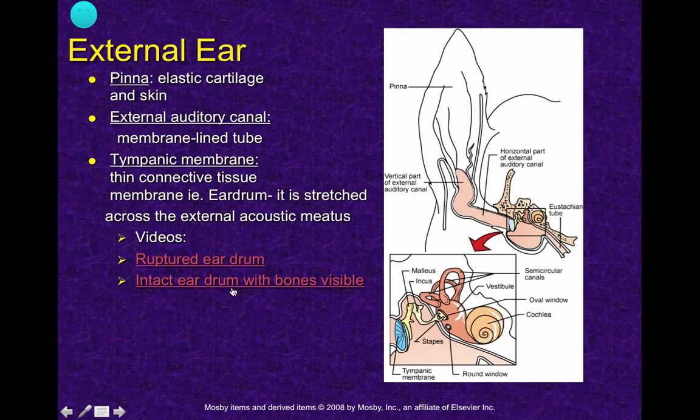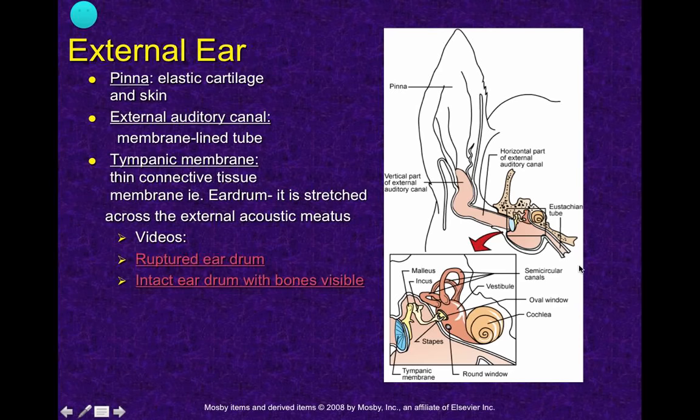You can just click on the hyperlink. There's a ruptured eardrum, which is super cool. Keeping in mind, we'll carry on learning about the eustachian tube and such. So when you have a ruptured eardrum, it's talking about the eustachian tube and how that's connected with the throat and therefore the respiratory system.